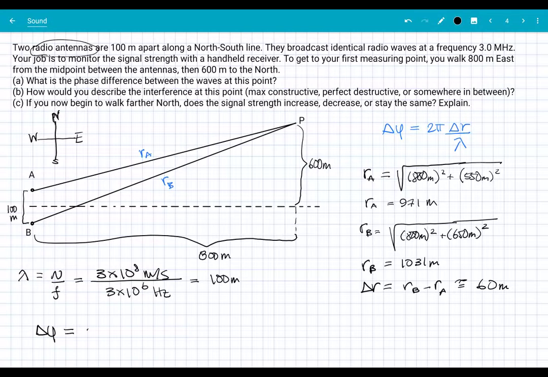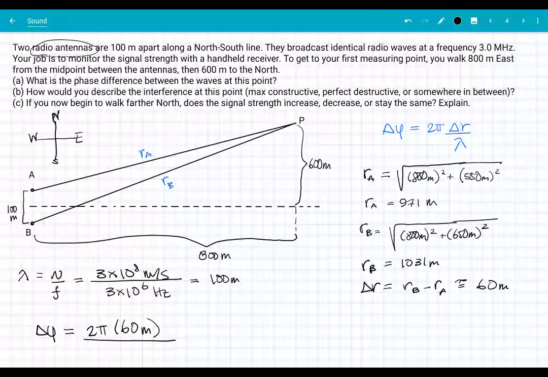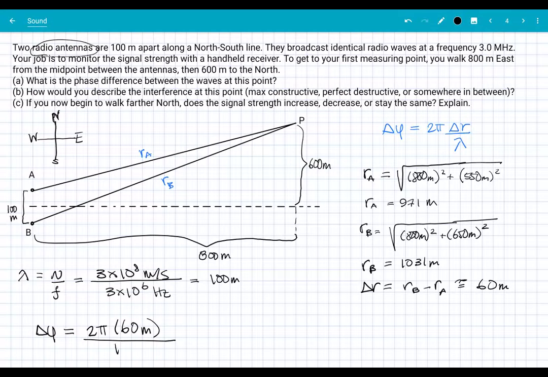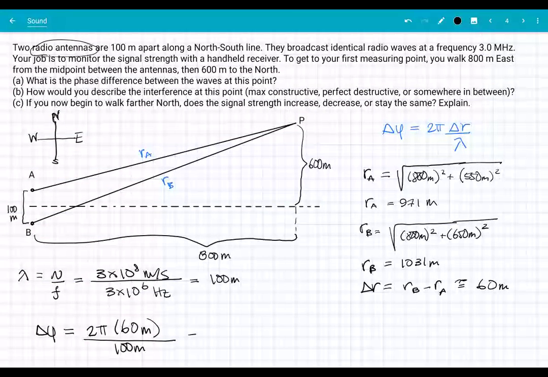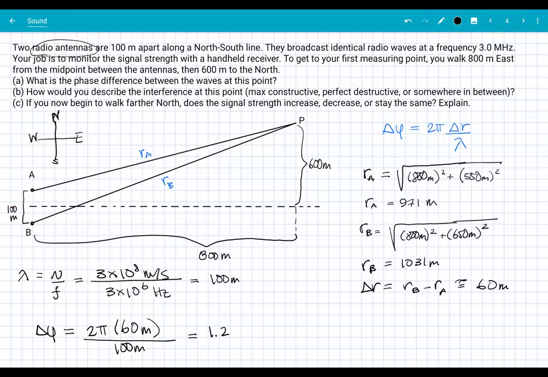So the phase difference at point P is going to be 2 pi times my delta R, which is 60 meters, divided by wavelength, which is 100 meters. So that gives me 1.2 pi radians. Great. And I expect that to be in radians, right, when it comes to your phase difference stuff.